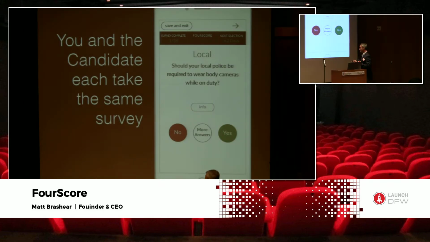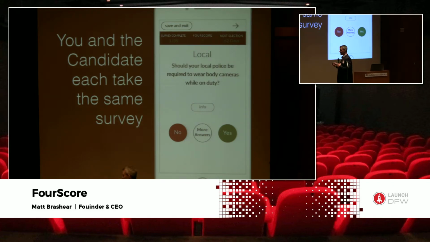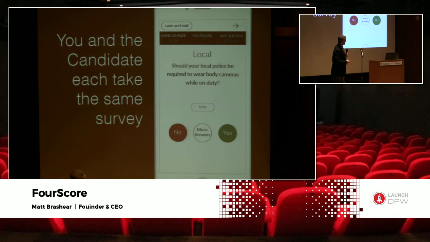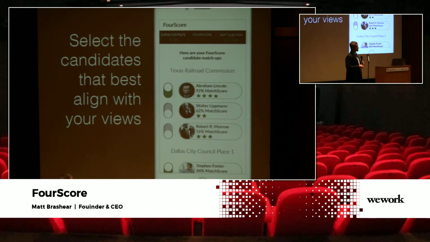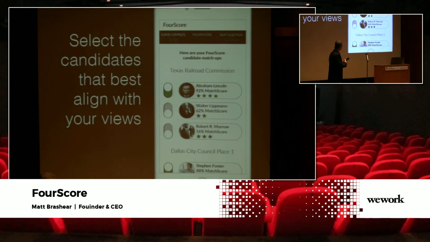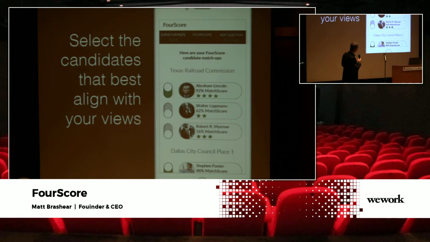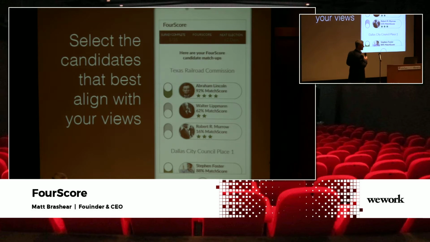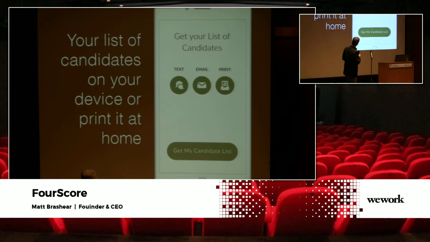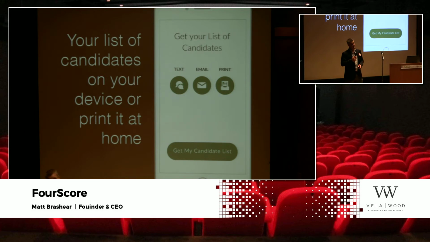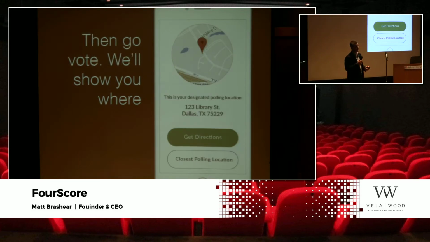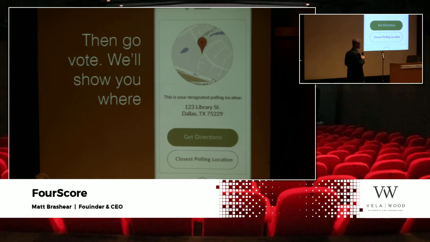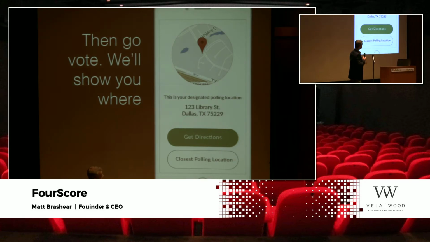This is how we do it. The candidate and the voter take the survey. Once they're finished with the survey, they're presented with a list of their candidates. Those candidates are matched based on a match score. The voter picks the candidates they want to vote for. They select how they want to get their list: email, text message, print it at home, and then they're off to the polls. It's really that simple. We'll even show you how to get there.